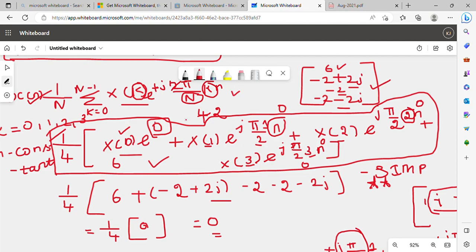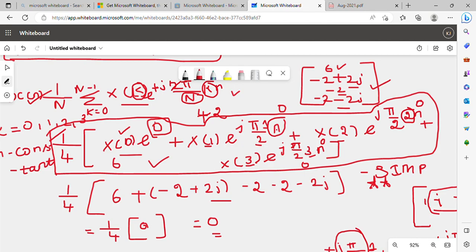This is my x of k. Here, this is my x of k. I am substituting the value of k, wherein all these values of k are varying and my n value is constant. That is why I kept it n like this only. See, I have written only n. I haven't substituted the values of n.